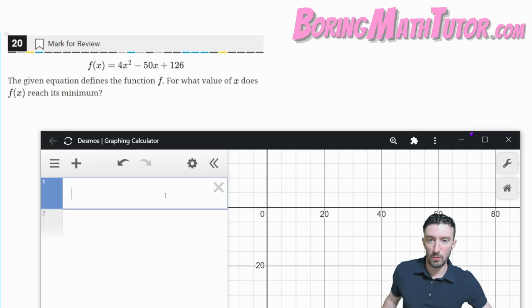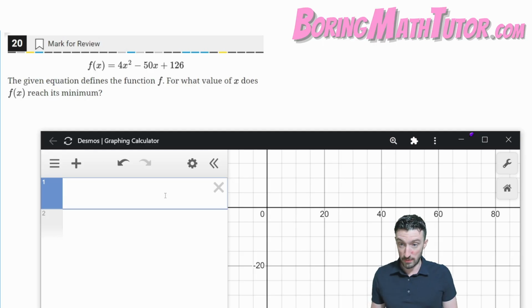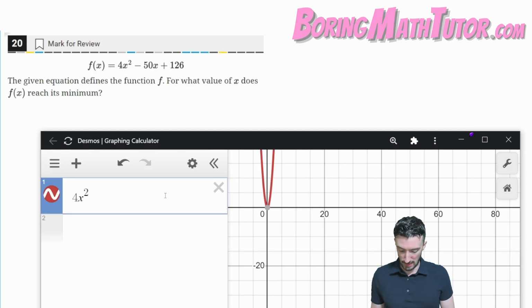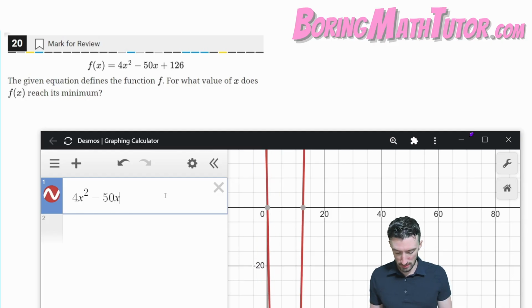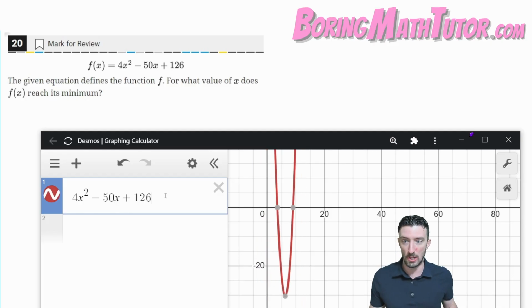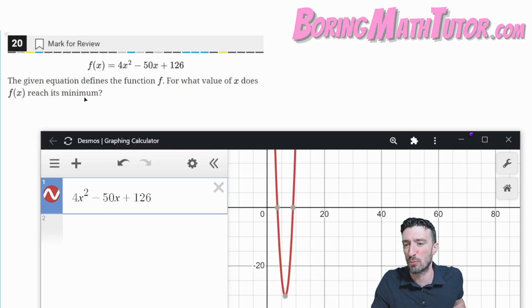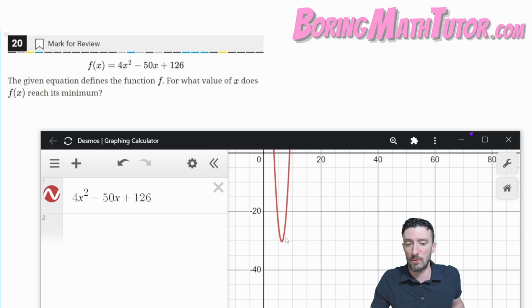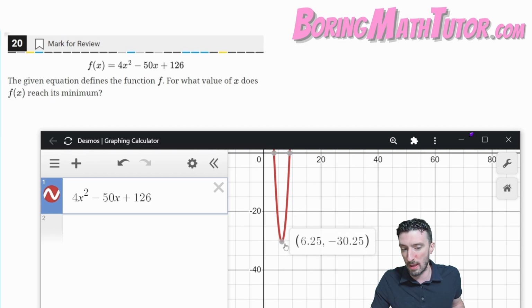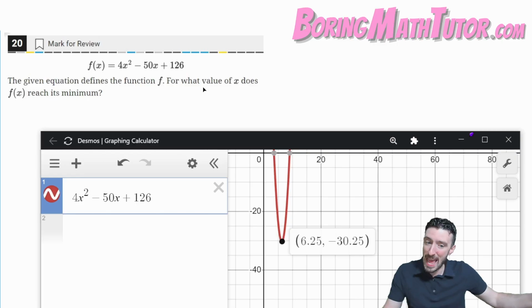I used to do a lot of teaching of how to do stuff like this by hand, but you got Desmos in the digital SAT, so you know the drill. Type in the equation, and in this case, they want to know for what value of X does f of X reach its minimum? Well, f of X is just the Y value, and we're looking for the minimum Y value, which is negative 30, but they're saying for what value of X does that happen?